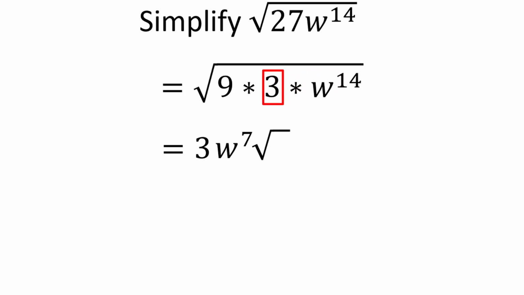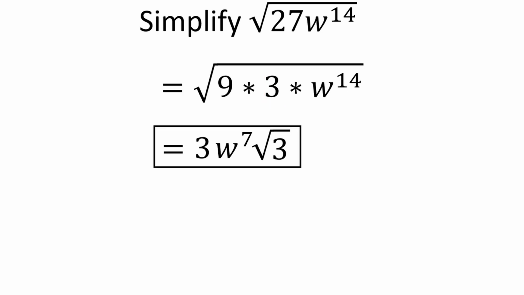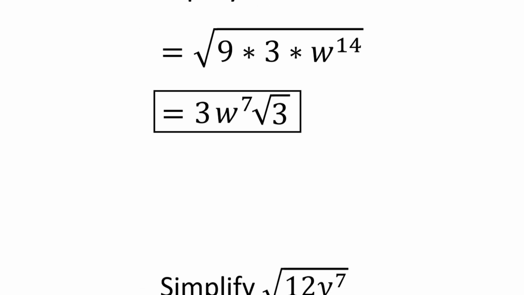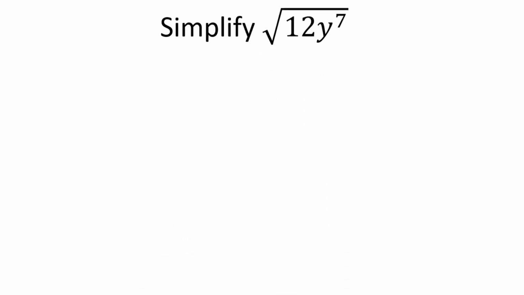We still have the 3 left underneath the square root, since 3 is not a perfect square. Altogether, we have 3w to the 7th, square root of 3. How about the square root of 12y to the 7th?